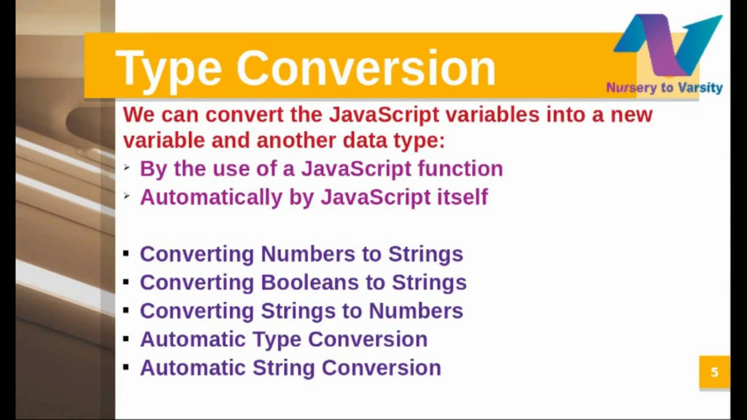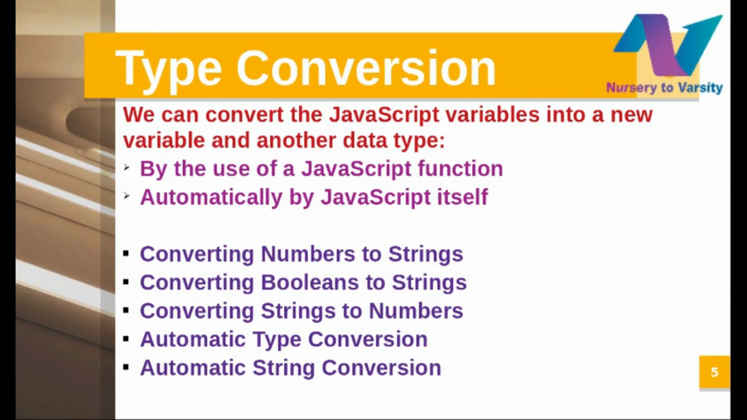The next is how to convert. We can convert the JavaScript variables into a new variable and another data type. How? With the help of a JavaScript function, or by JavaScript automatically, that is automatic type conversion. There are many types of type conversion we can use in JavaScript.